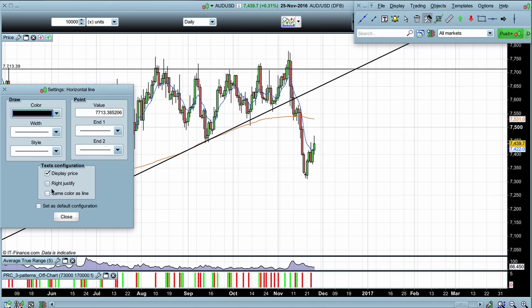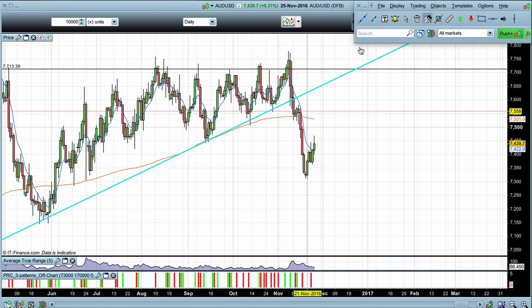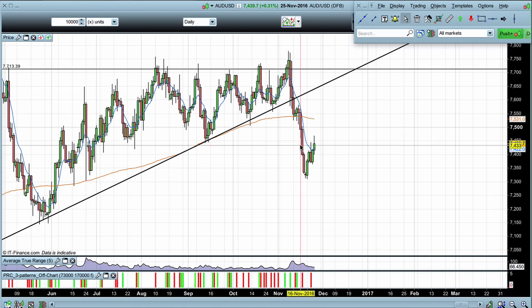Let me just turn this black. The market has come down very, very strongly. Now, we then began to see a retrace. We got the retrace, which then rejected right here on the 23rd.